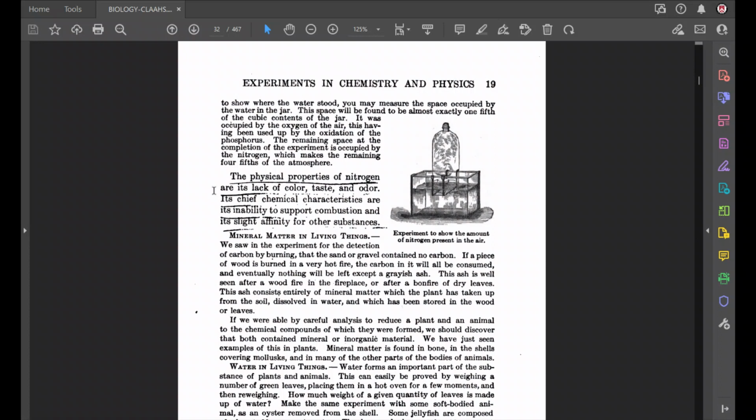Water will start to move up into this jar because the oxygen is being consumed by the oxidation of the phosphorus. And 4/5 of the air that was originally in the jar will be left. And that air, that gas that's left in the jar is nitrogen. So you could actually separate nitrogen from the air with this experiment. And there's an illustration in the book that shows how you could set this up.